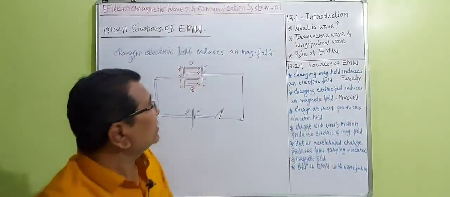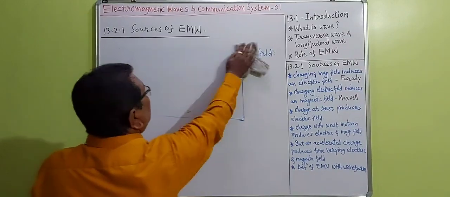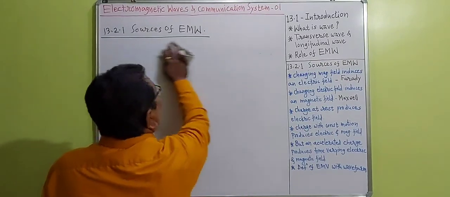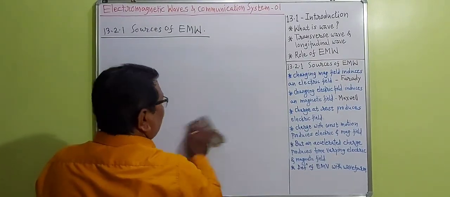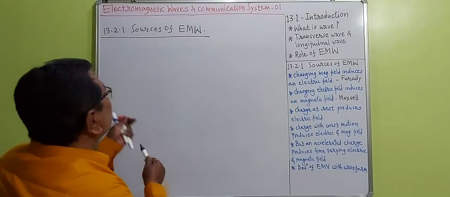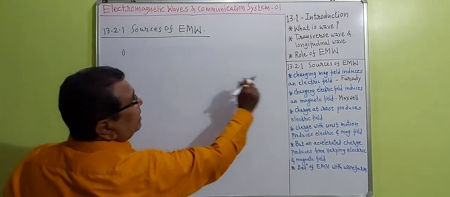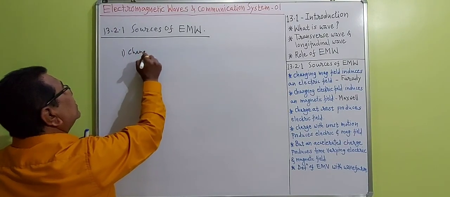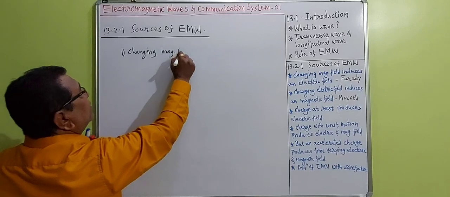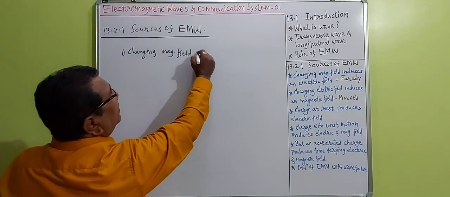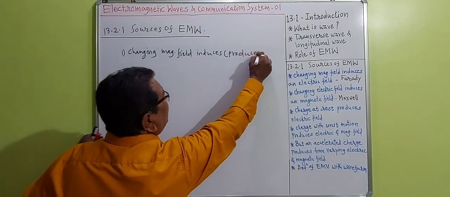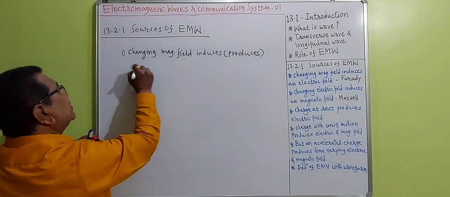Let me clean the board first. Remain up to the end of this lesson, and your idea will be clear cut. What is an electromagnetic wave? So the first conclusion, number 1: changing magnetic field produces an electric field.